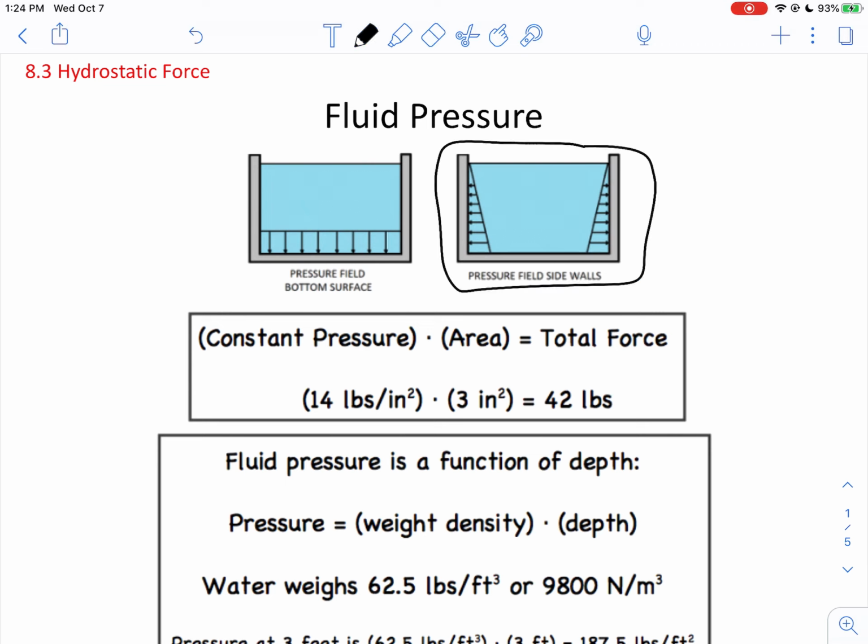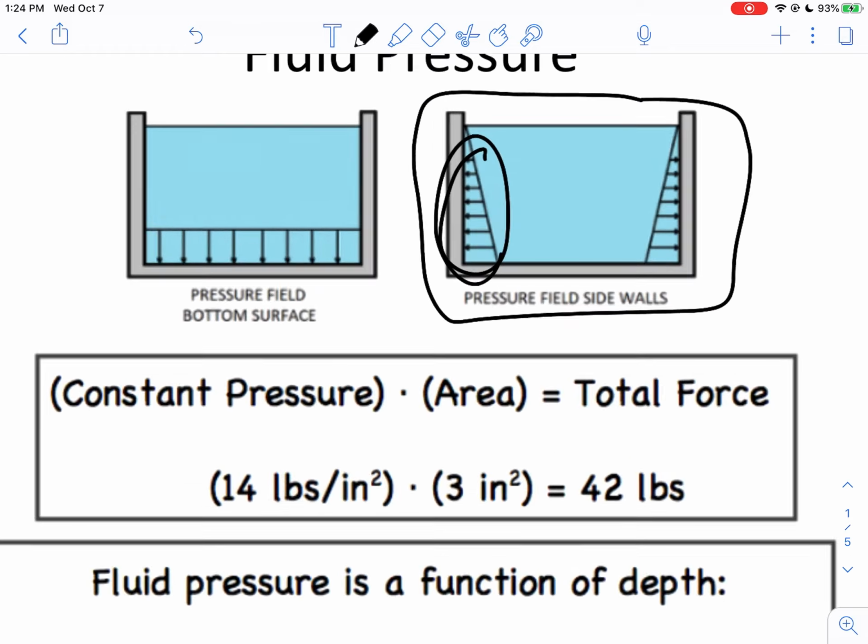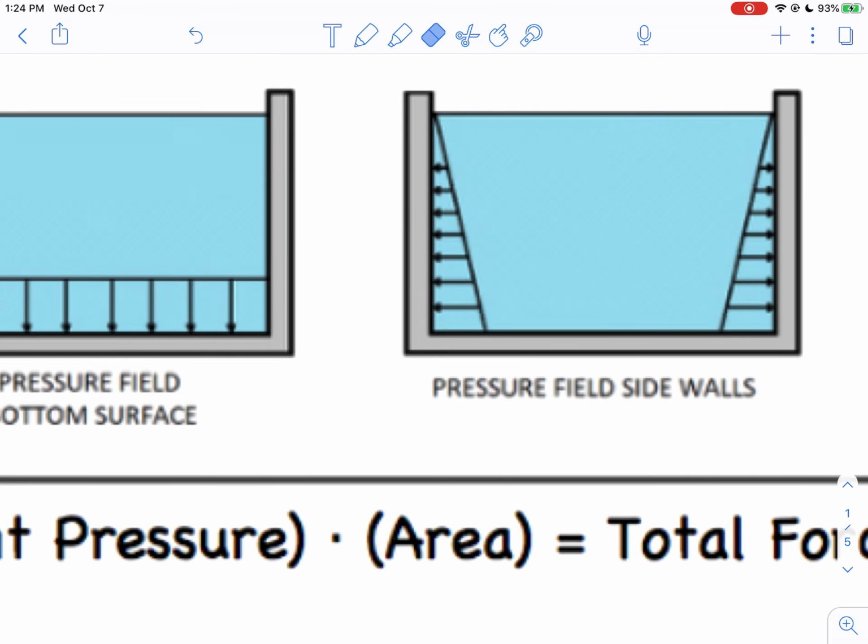When you're looking at the sides of a tank, the further you go down the sides of a tank, the more force is being exerted because of the increasing pressure as you go down. That's what these little arrows that you're seeing here are representing. The length of the arrow can be thought of as how much force is being exerted. And so there's very little force to none near the top exerted by the liquid, but the further down we go, we get more force exerted.